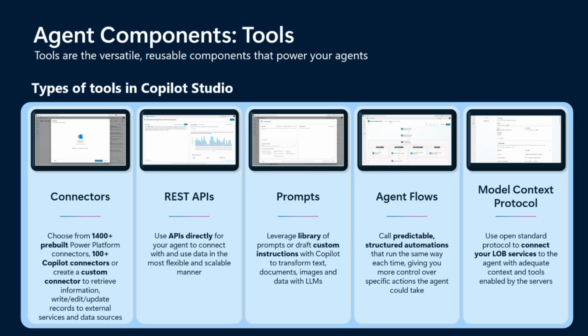We can then also call agent flows. These are, again, basically the Power Automate workflows that are predictable, structured automations within our agent. And of course, we have tons of MCP servers that we can call to make our agents a little bit more flexible. Rather than having to spell out every potential way it can use a certain API, instead we give it this open standard protocol to connect to those line of business services. All of those tools now take our agent to the next level by allowing them to connect to our line of business services and do further synthesis.